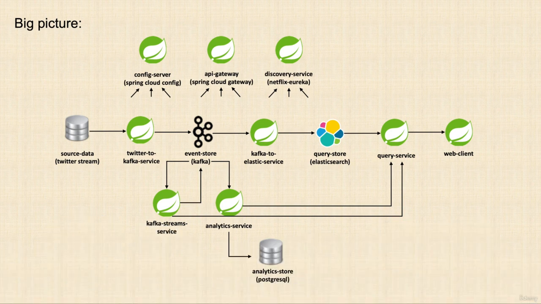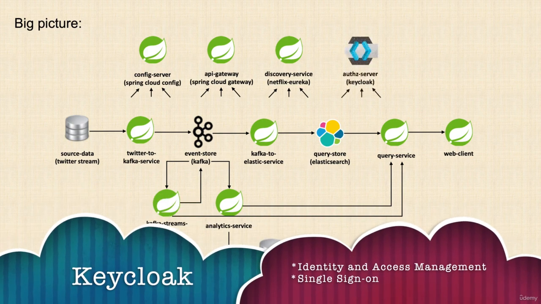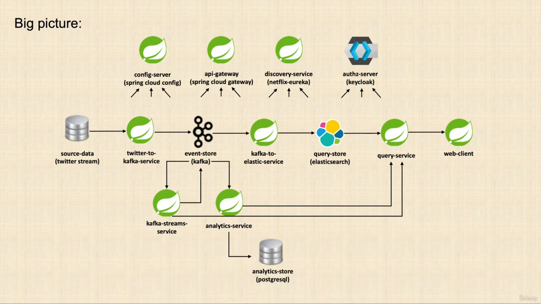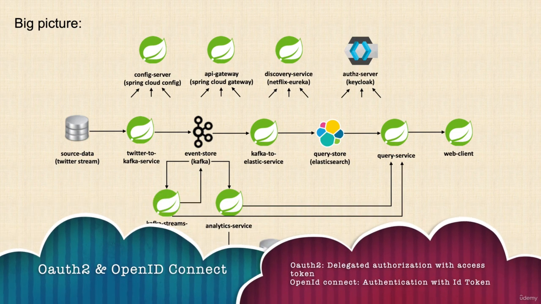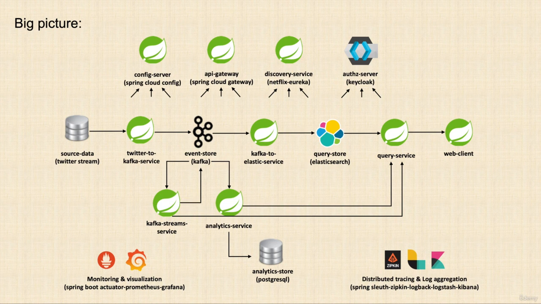And to secure the communication between services, you will use Keycloak authorization server and implement OAuth 2 and OpenID Connect protocols. We will go into the details of each of these components during the course. Finally, you will add monitoring, tracing, and log aggregation to your microservices using the right tools.